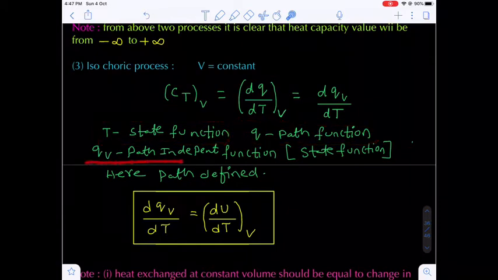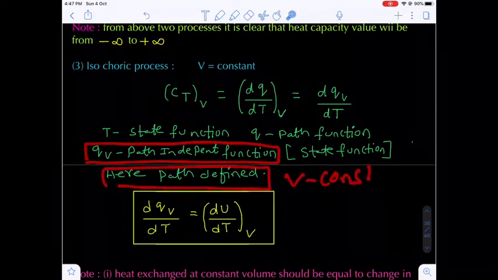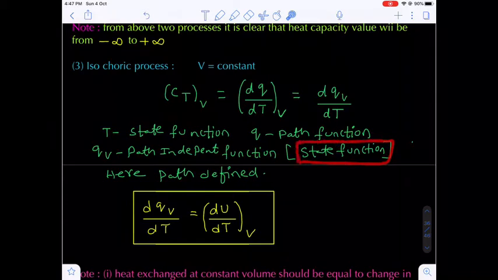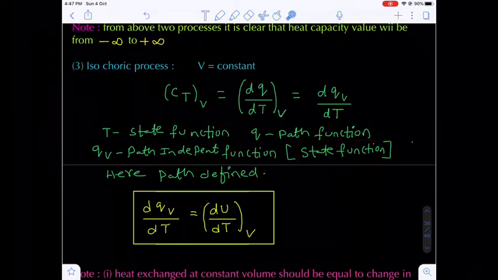But QV is a path independent function, because already we defined the path. What is the path defined here? Volume constant path. That's why this is a path independent function that is also called state function. Are you getting my point? QV, that is the heat content at constant volume, is a state function because path is defined.